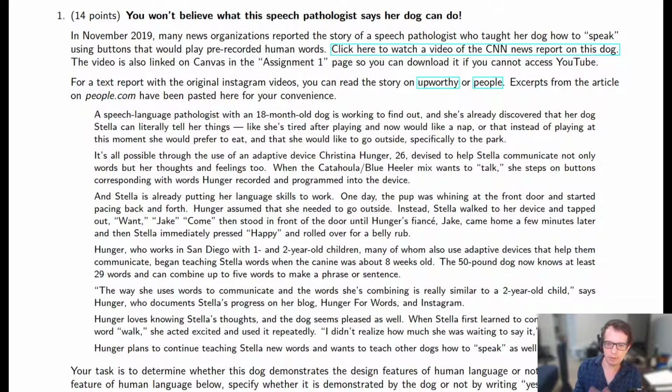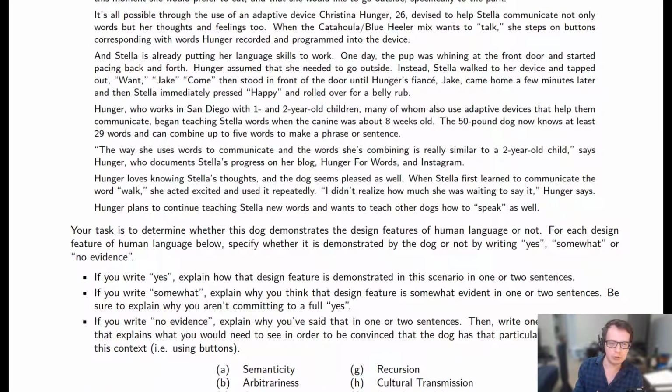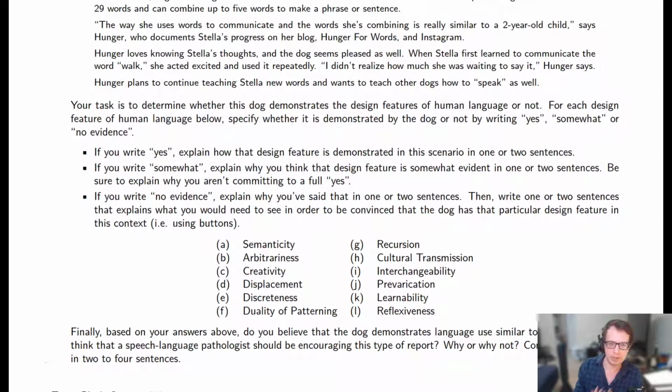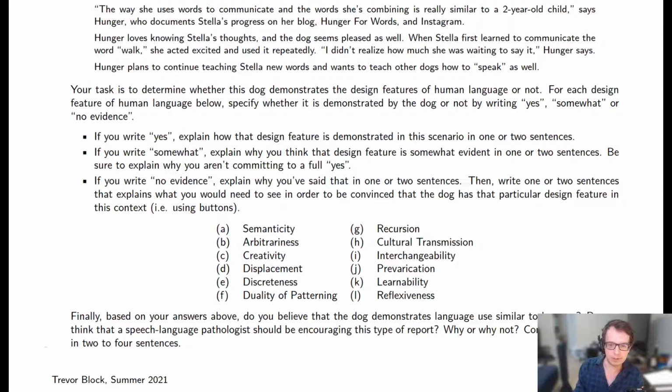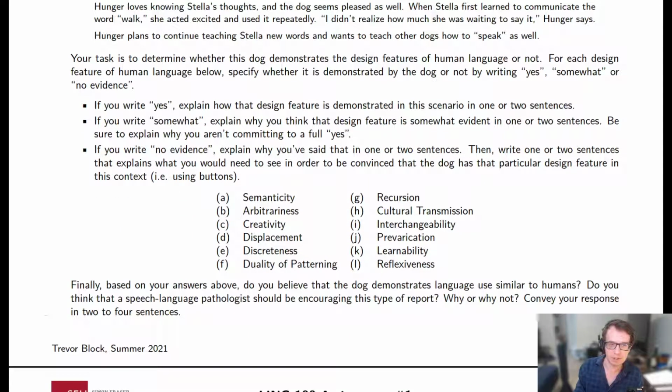So you'll watch the video, you'll read the article, and then your job is to take a look at the 12 design features that we learned about. For each of those design features, ask whether or not this dog Stella displays that design feature with her buttons. For semanticity, arbitrariness, creativity, displacement, and so on, you're going to say either yes, that design feature is demonstrated, somewhat, or no evidence. And then you'll explain why you've said that.